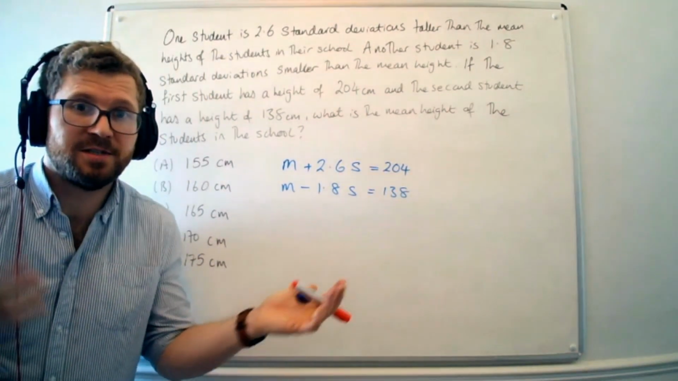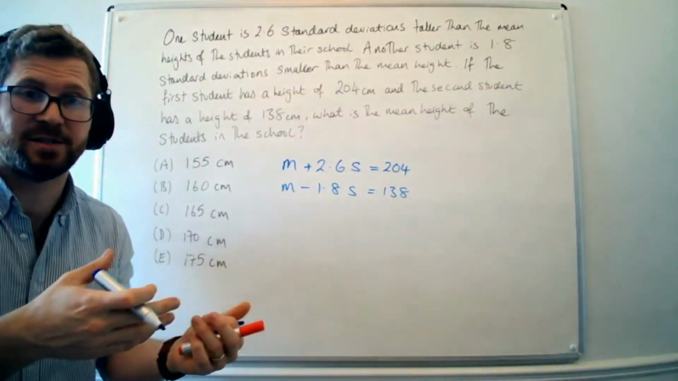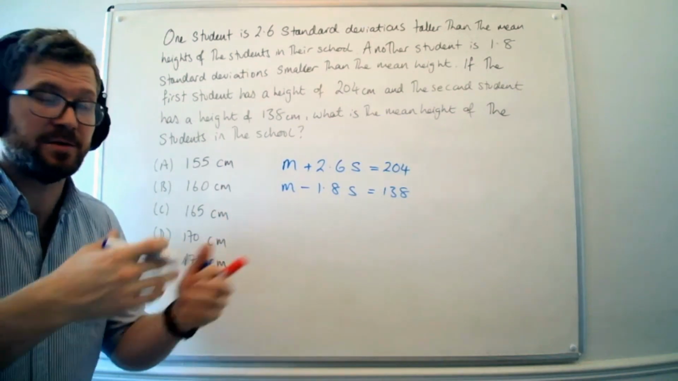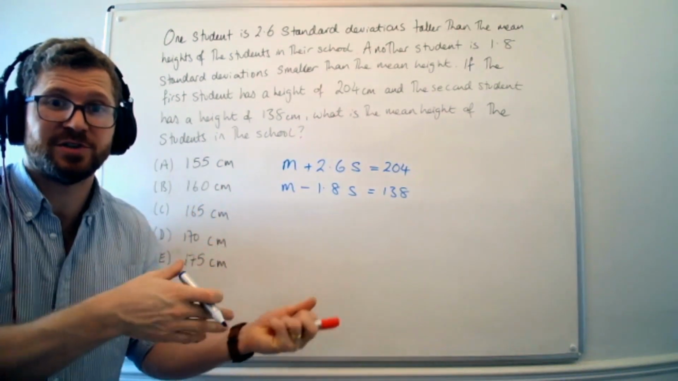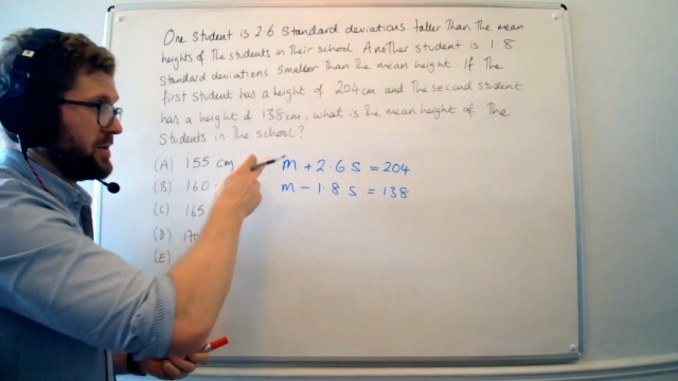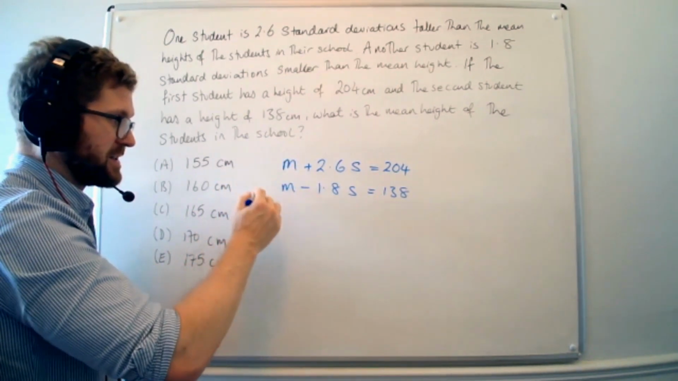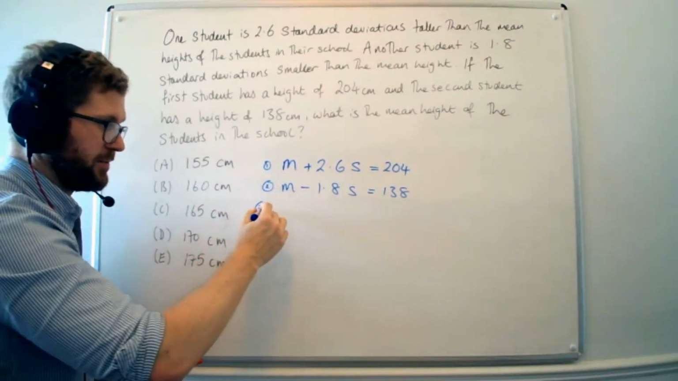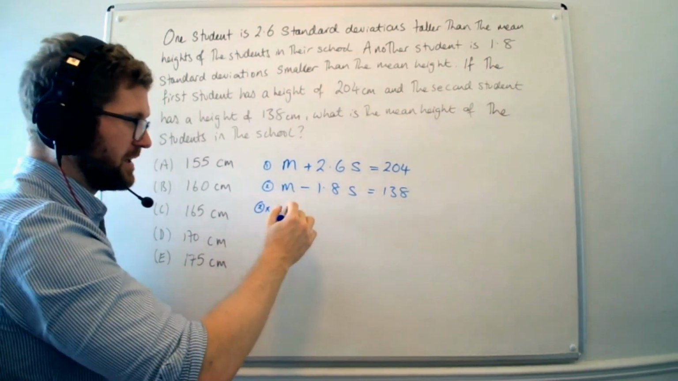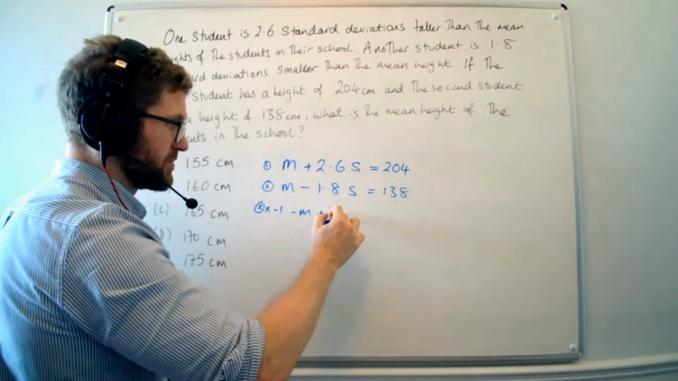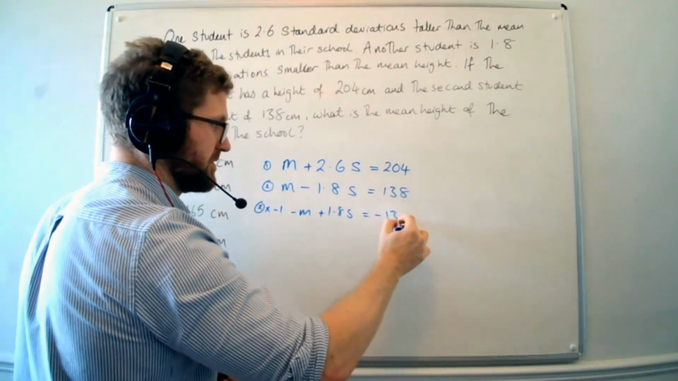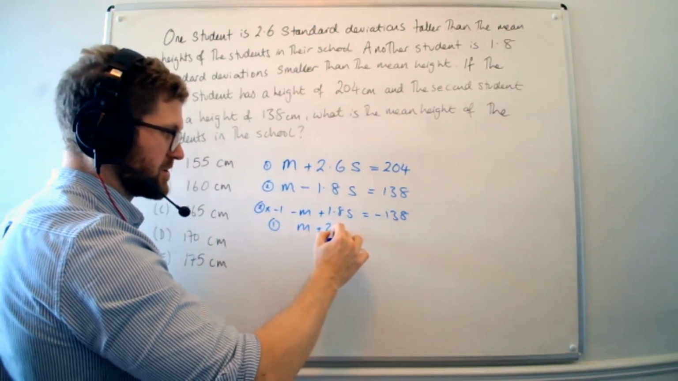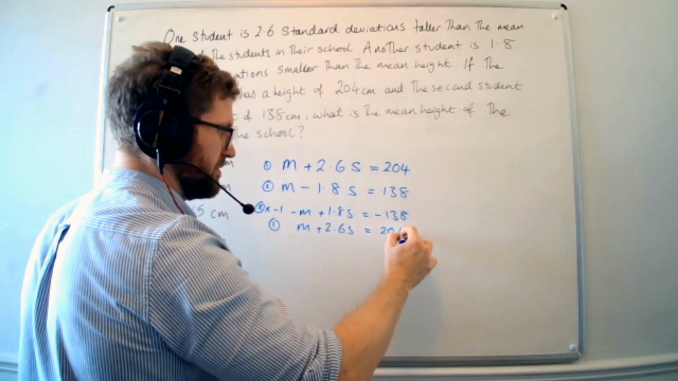I hope you can see very quickly we get to a set of simultaneous equations, and we just now need to solve these and find out what m is. But the way they're set up, we're going to find s first, and then we'll get to m. I'm going to leave the first one alone. If I call that equation 1 and that equation 2, I'll take that second one and multiply it by -1. I'm going to get negative m plus 1.8 standard deviations equals negative 138. I'll just rewrite number 1 underneath it: m plus 2.6 standard deviations equals 204.